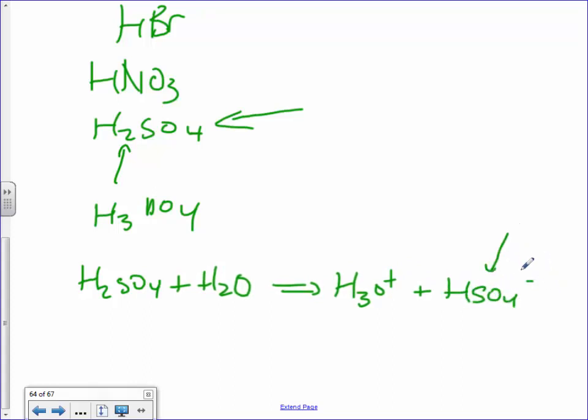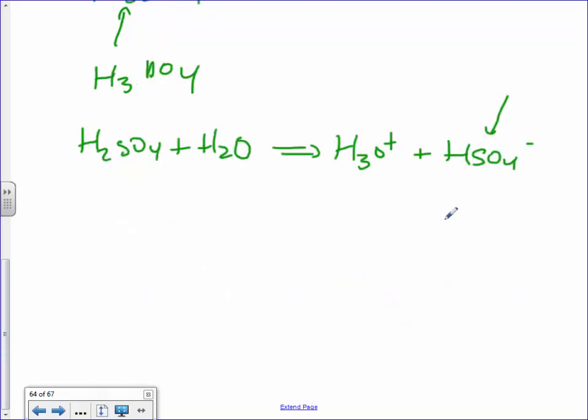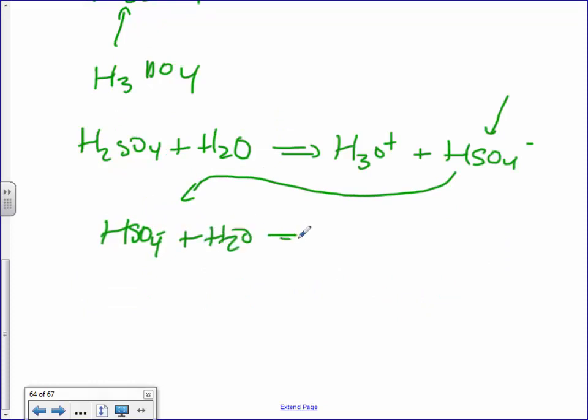Is HSO4- a thing? And the answer was yes, it's one of the polyatomics on your table. So therefore, this is an acid. But what we were able to do after that is take HSO4- and add it to water. And that would give us H3O+ a second time, and it would give you SO4 2-. Is SO4 2- a thing? Yeah, it's one of the polyatomics on your table.